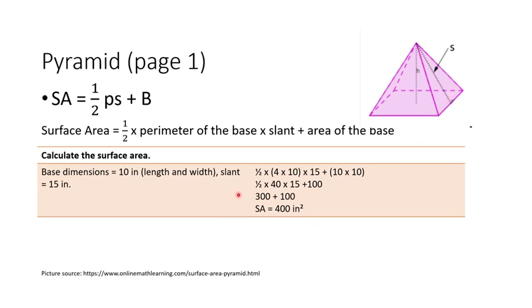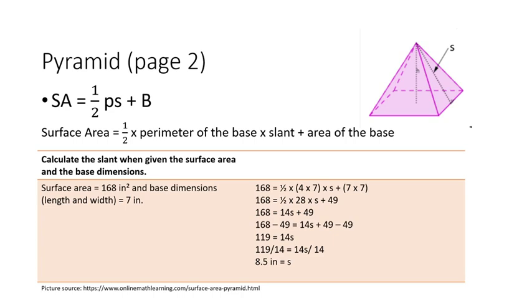Now I'm going to simplify. 1/2 times 40 times 15 plus 100. 1/2 times 40 is 20. 20 times 15 is 300. Add that to 100, and the surface area is 400 inches squared.